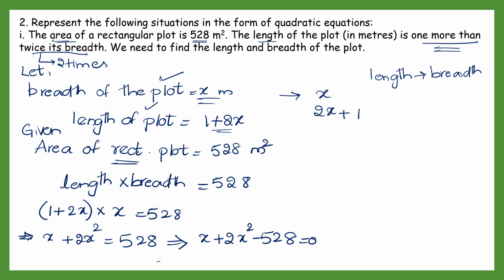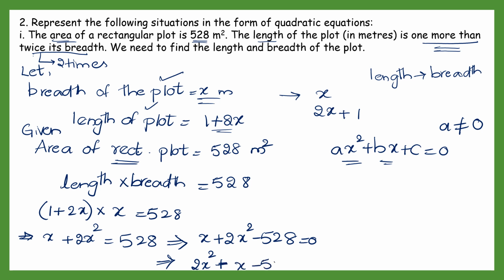If you want to represent it in the standard form, what is the standard form? ax square plus bx plus c is equal to 0. This is the standard form of a quadratic equation. Here a should not be equal to 0. Let's represent it in this form. First you have the x square term, so you should write 2x square plus, next you have the x term, x is only x, plus x minus 528.